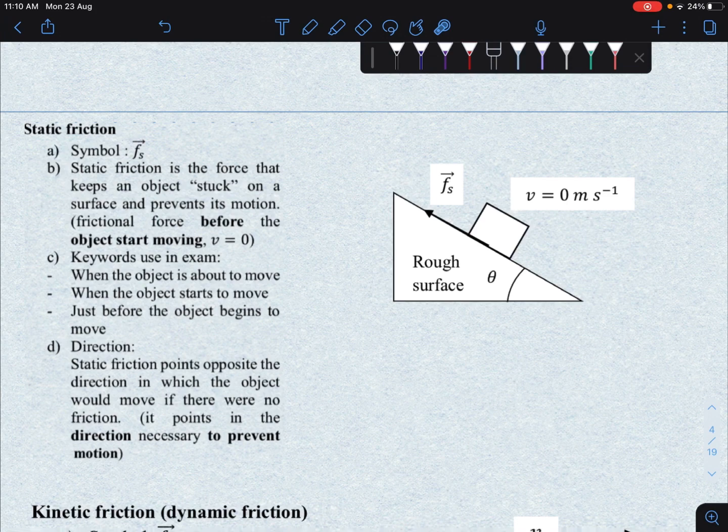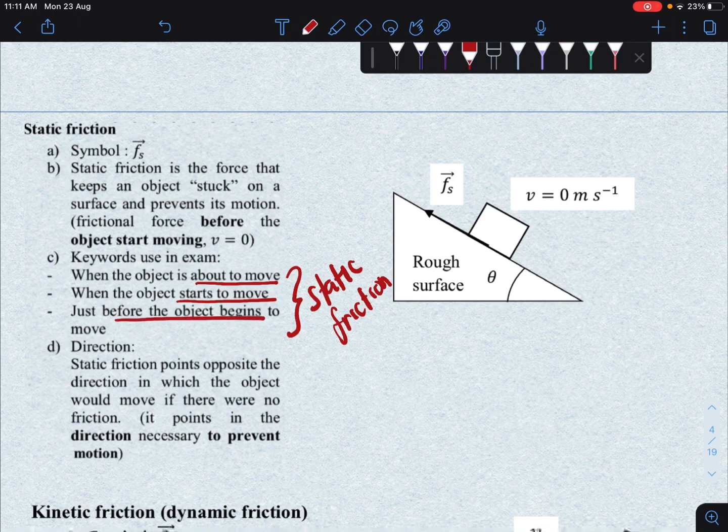Okay, the keywords in the exam to identify whether it is static or kinetic friction: you have to look for phrases such as object is about to move, object starts to move, or just before the object begins to move. All three of these phrases are indicators that it is static friction. So you have to look at the term used. Object about to move: it hasn't moved, it is just about to move. Object starts to move: not yet moving, just about to start. Before the object begins to move: not yet moving. Remember, static friction is when your object is not moving.